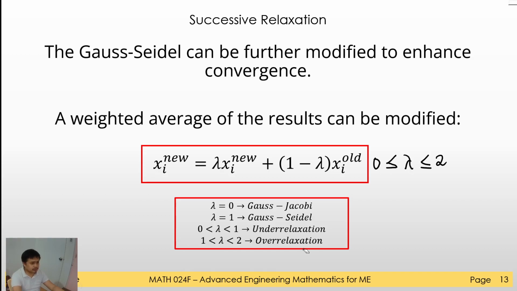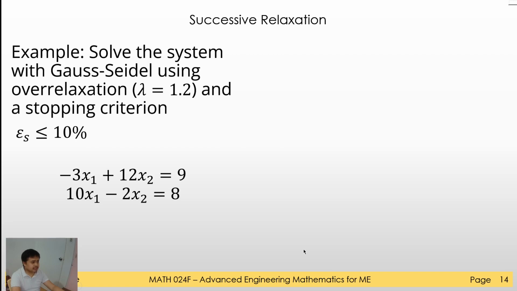So let's have an example utilizing successive relaxation. Solve the system with Gauss Seidel using over relaxation. Lambda is 1.2. So again, Gauss Seidel is a variant of the successive relaxation. We can have a value of lambda as this. So now we have a stopping criterion as a percentage. So how does this work now?